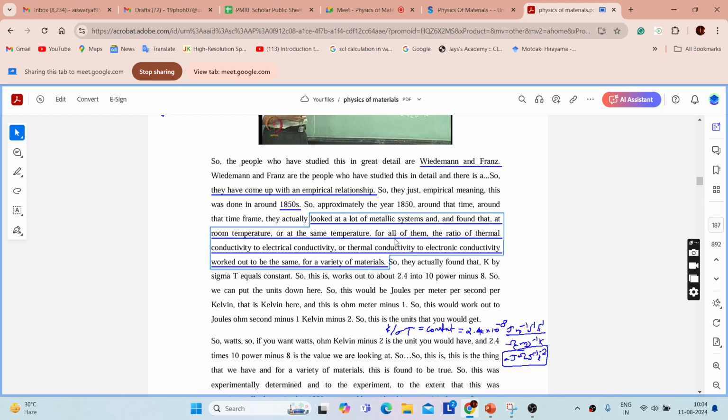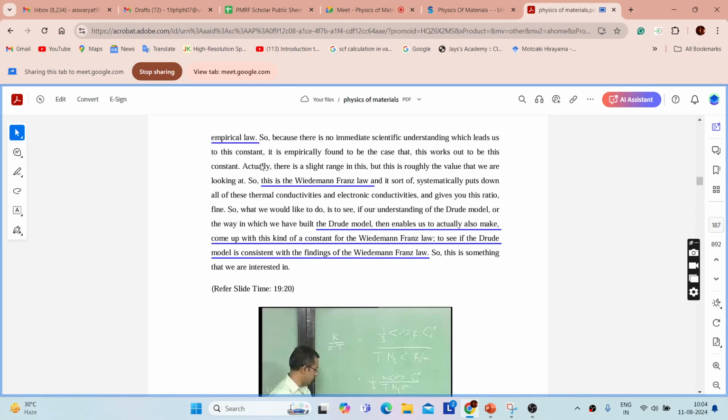They took a lot of metallic systems and found that at room temperature, or at the same temperature, the ratio of the thermal conductivity to the electrical conductivity is constant. So k by sigma T is constant, around 2.4 into 10 to the minus 8. That's what they found, which is an empirical law. So we call this the Wiedemann-Franz law.